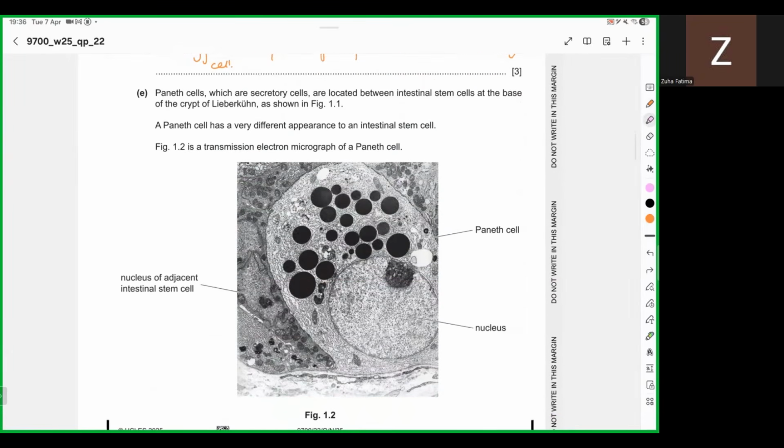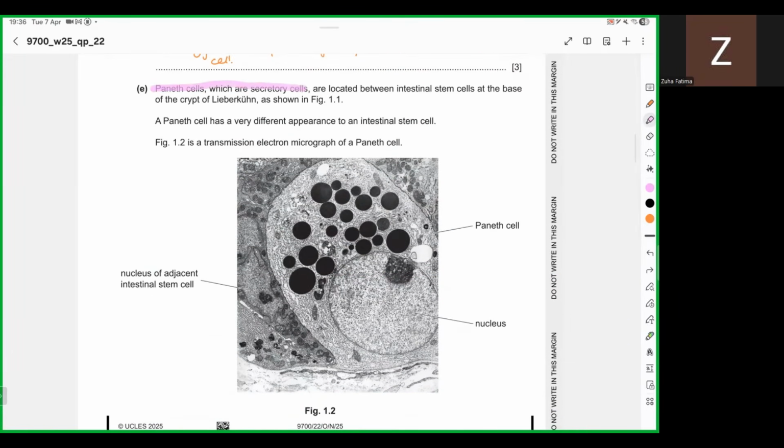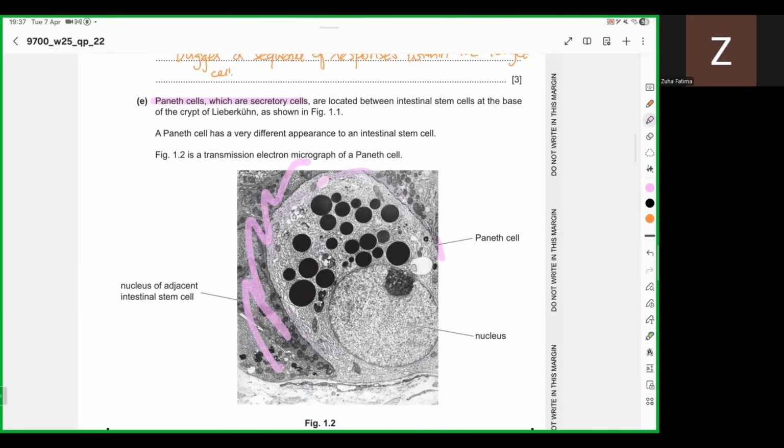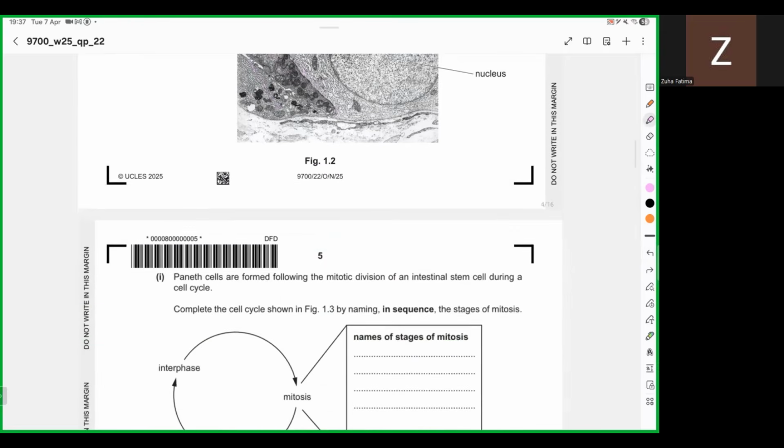Paneth cells, which are secretory cells, are located between intestinal stem cells at the base of the crypt of Lieberkühn, as shown in figure 1.1. A Paneth cell has a very different appearance to an intestinal stem cell. Figure 1.2 is a transmission electron micrograph of a Paneth cell. So this is basically our Paneth cell, surrounded with obviously intestinal stem cells. Around it there are intestinal stem cells and in between them is our Paneth cell.